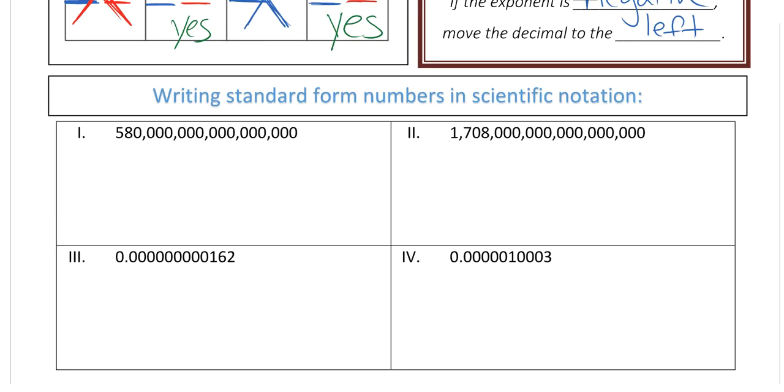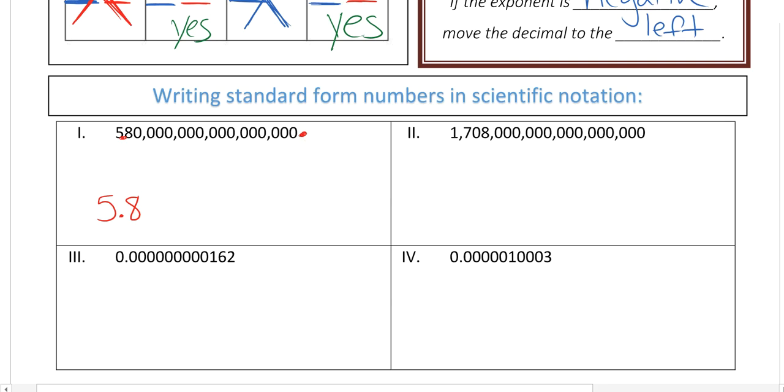I would look at my digits and put a decimal between 5 and 8, because that's going to give me a number that is between 1 and 10. 5.8 is between 1 and 10. I'm then going to look at how many places the decimal will have to move from where it is currently located at the end of the standard form number to get to the location between 5 and 8.